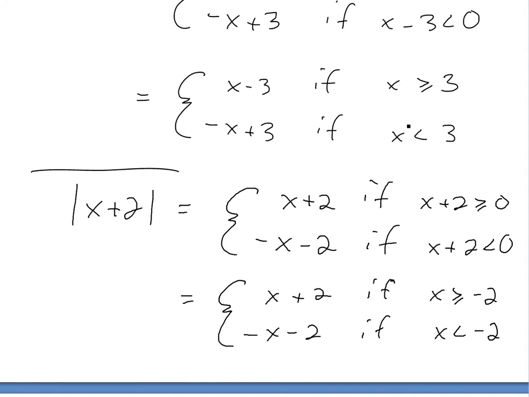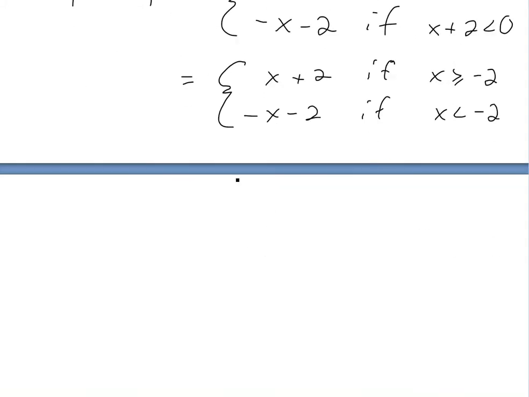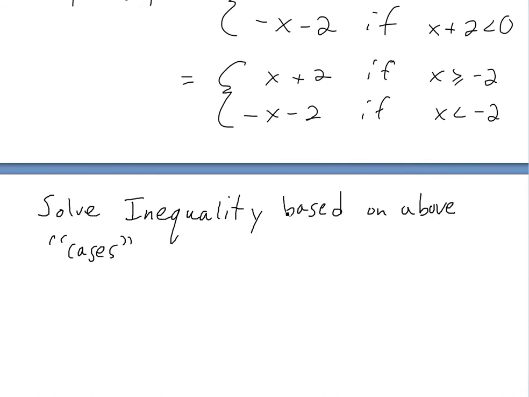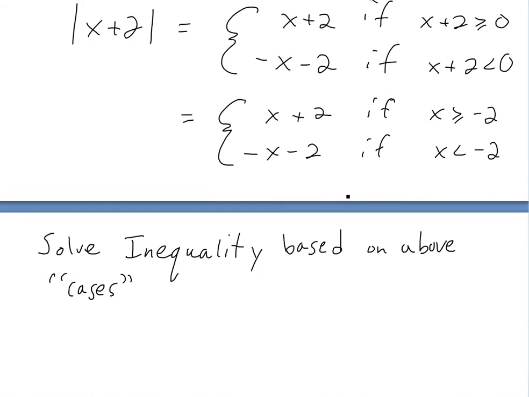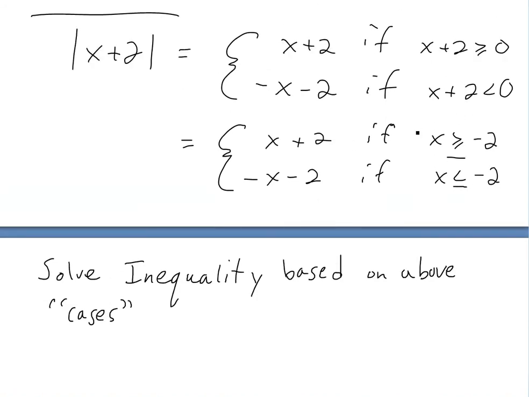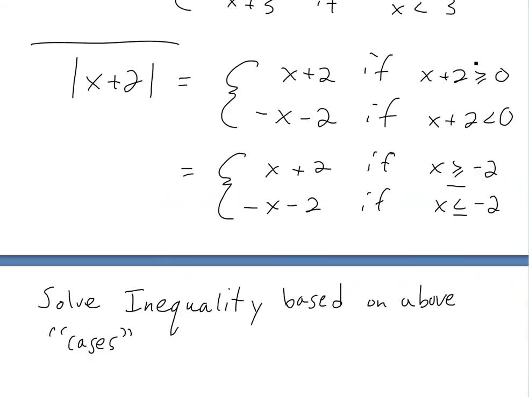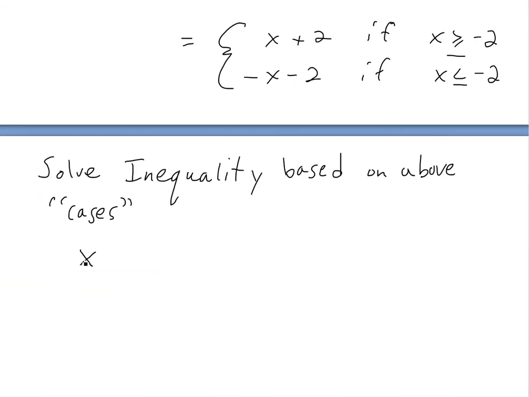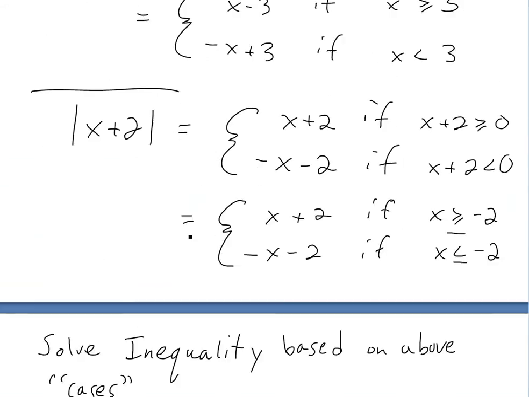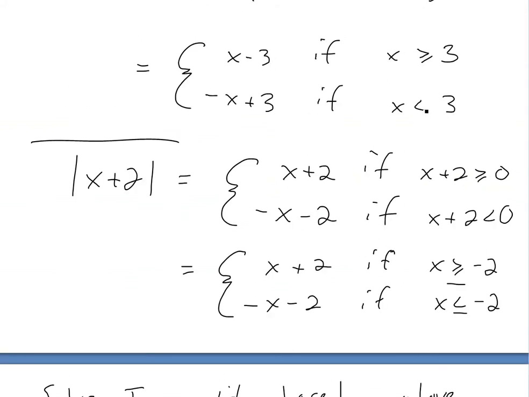So what we have to do is solve the inequality based on these 4 cases. Well, we could put these down actually in 3. So we look at this one, x is greater than or equal to 3. That's one of the cases. So we have to basically solve the inequality based on the above 4 cases. This one's x is greater than or equal to 3. So that's one case. And now this one, x is less than 3.